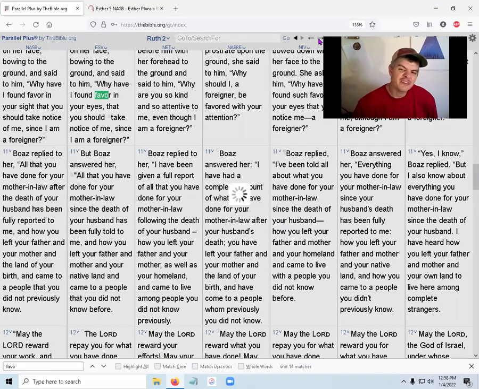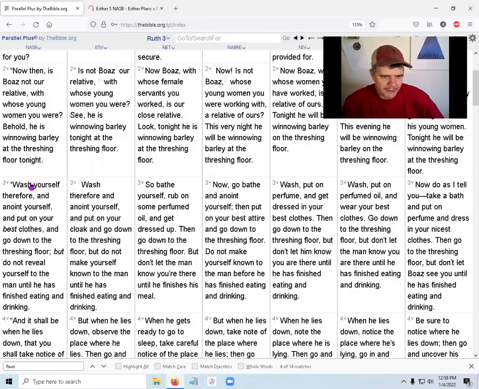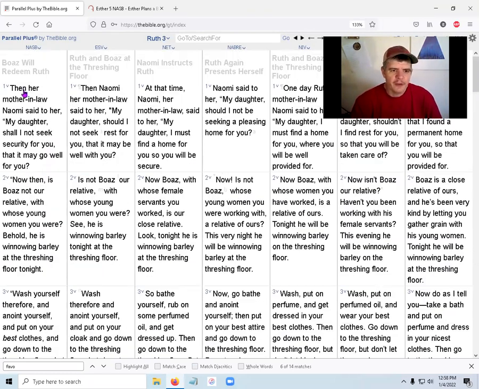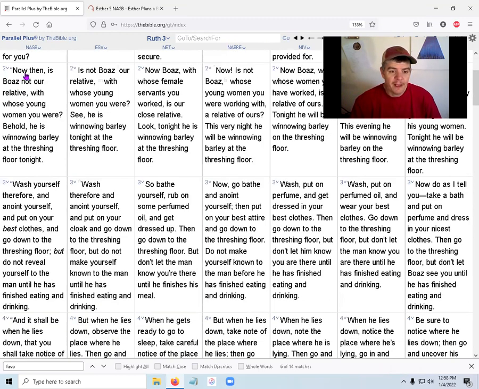So that next chapter. All right. Then her mother-in-law, Naomi, said to her, my daughter Ruth, shall I not seek security for you that it may go well for you, and then get you a husband and a family? Now then, is Boaz not our relative? Boaz can be the husband.